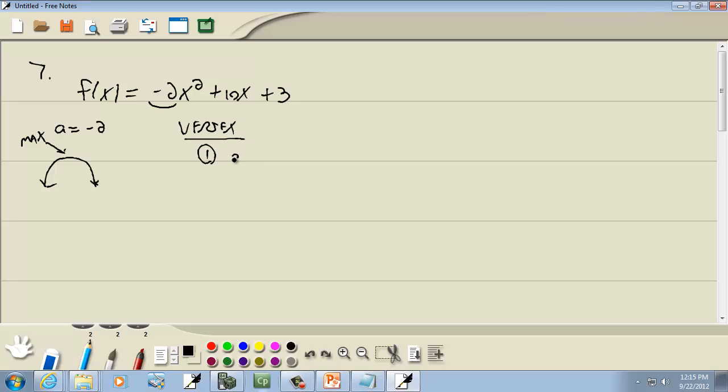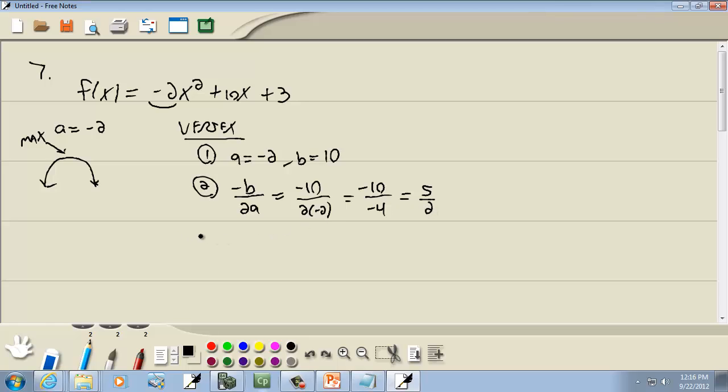Remember, our first step for our vertex is we identify a and b. A is the number before your x squared, which is negative 2. And b is the number before your x, which is 10. Then, using the vertex formula, we plug those values into negative b over 2a. So that gives us negative 10 over 2 times negative 2, which gives us negative 10 over negative 4. The negatives cancel, and 10 fourths gives us 5 halves.